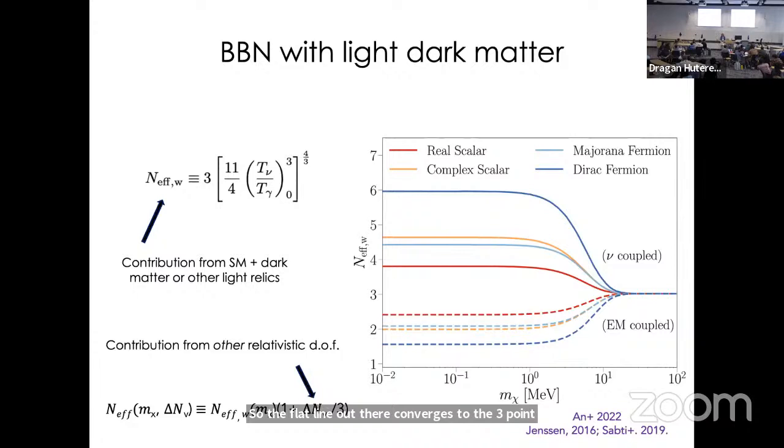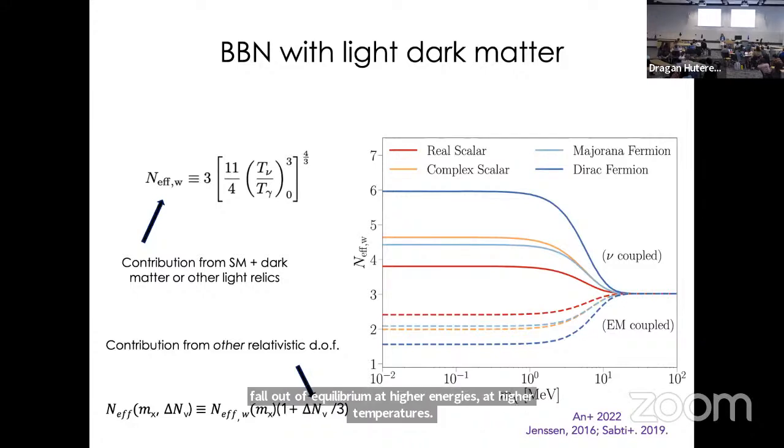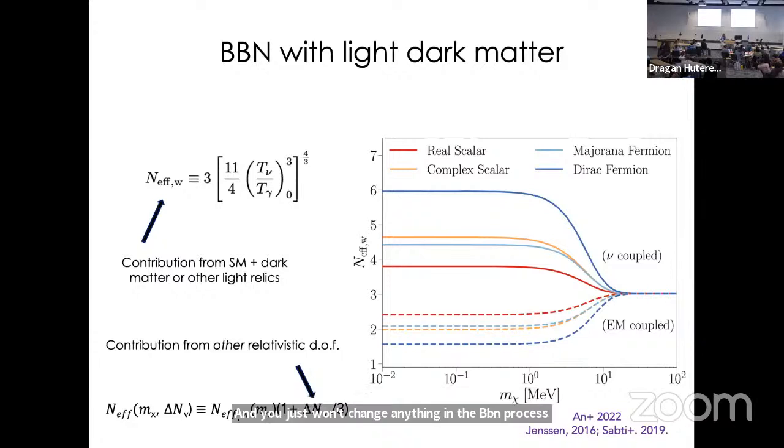Okay, so if dark matter is too heavy, it'll annihilate, but it'll do so before BBN even starts. Okay, it'll fall out of equilibrium at higher energies, at higher temperatures, and it just won't change anything in the BBN process. If it annihilates during BBN, that means that its mass has to be smaller than when the interactions that affect BBN start to matter, which generously is around 10 MeV or so. So inherently, the sensitivity of BBN is below that mass scale. That's the first feature I want you to notice.